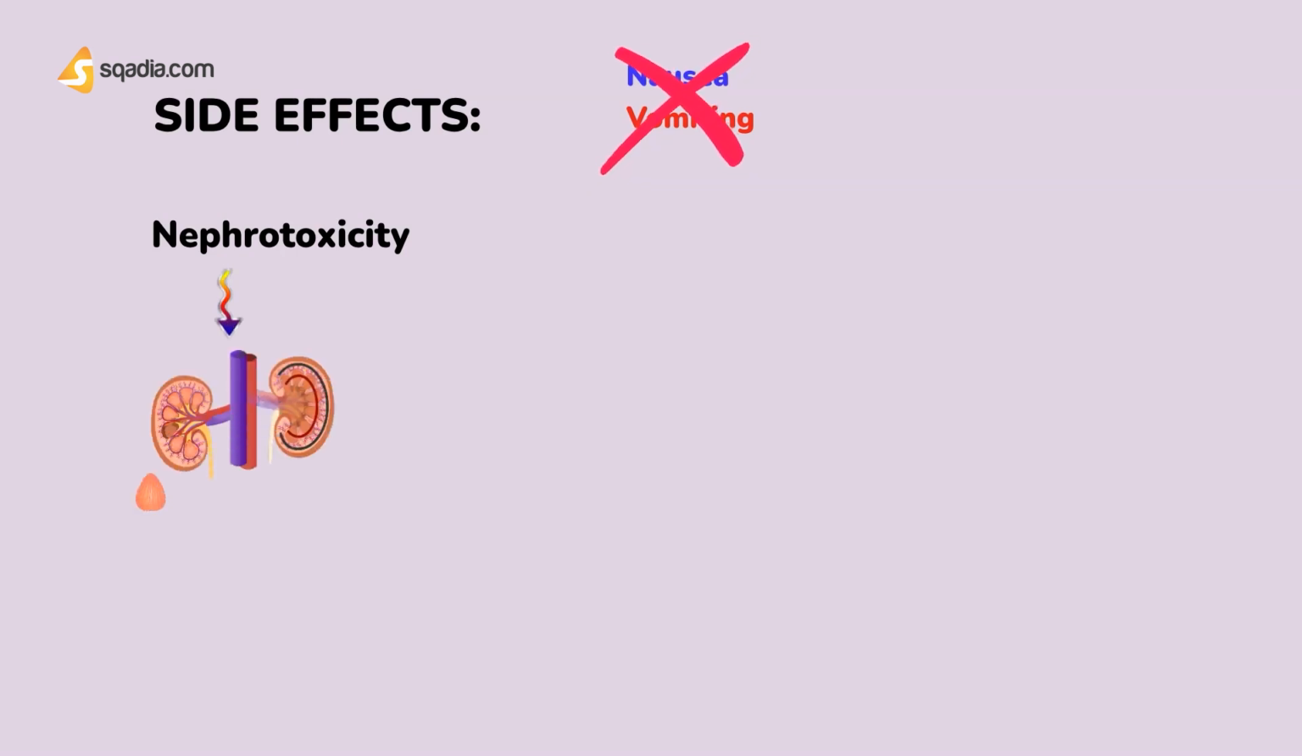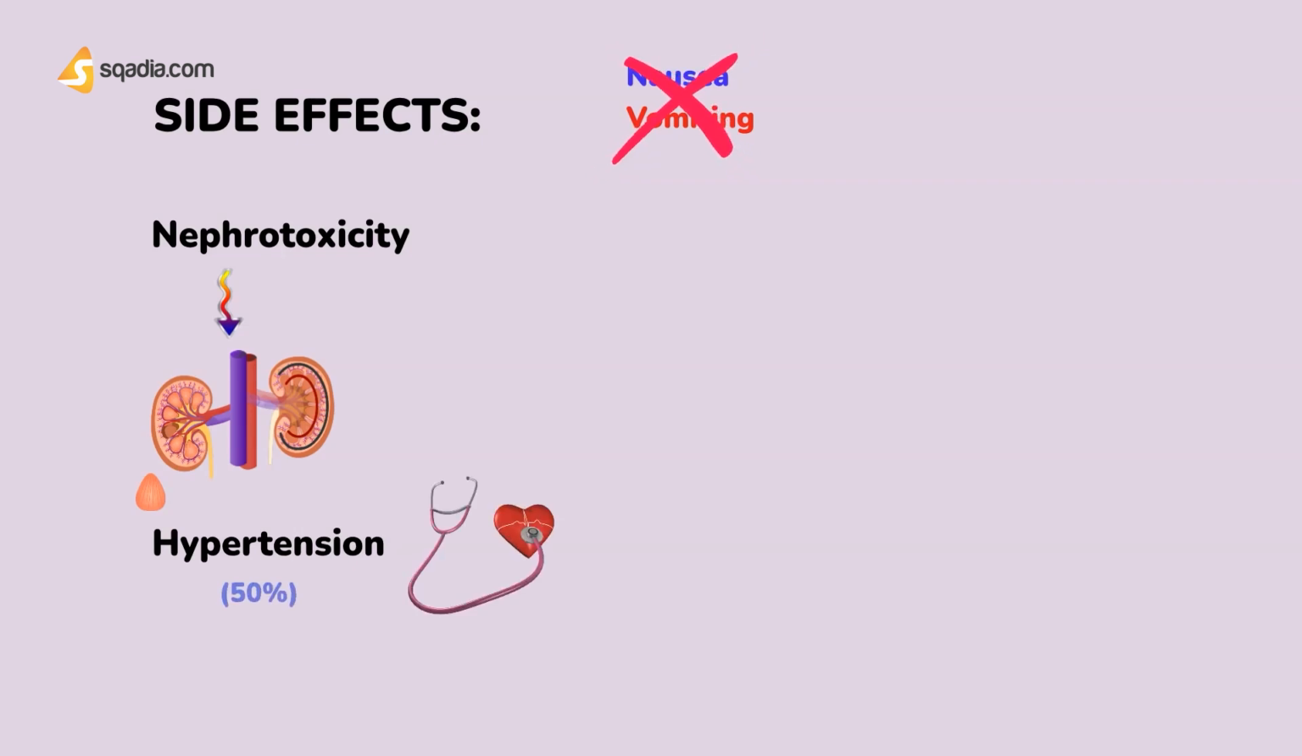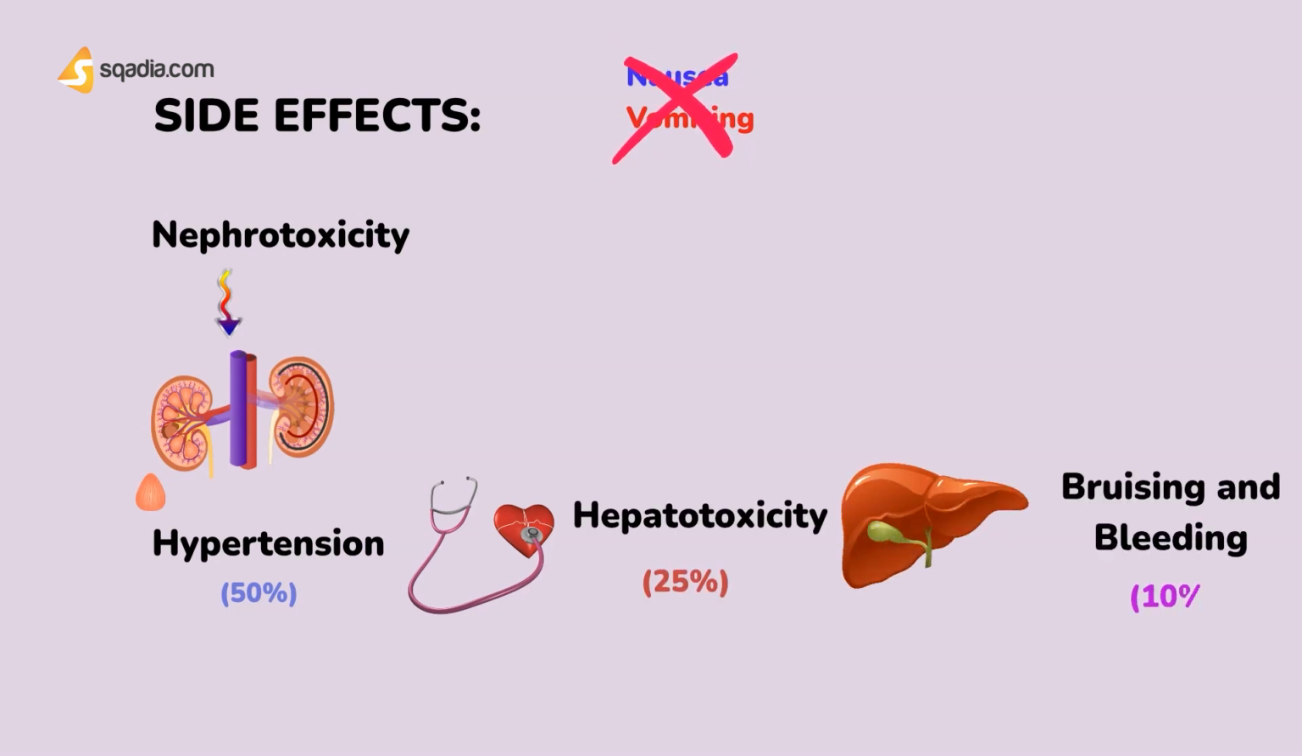What are the side effects of cyclosporin? The most important one, nausea, vomiting. No, that's not right. The most important side effect of cyclosporin is nephrotoxicity. Always remember it. The other side effects include hypertension, which is seen in 50% of patients, hepatotoxicity, seen in about 25% of patients, and bruising and bleeding, seen in about 10% of patients. And in 30% of patients, it causes seizures.